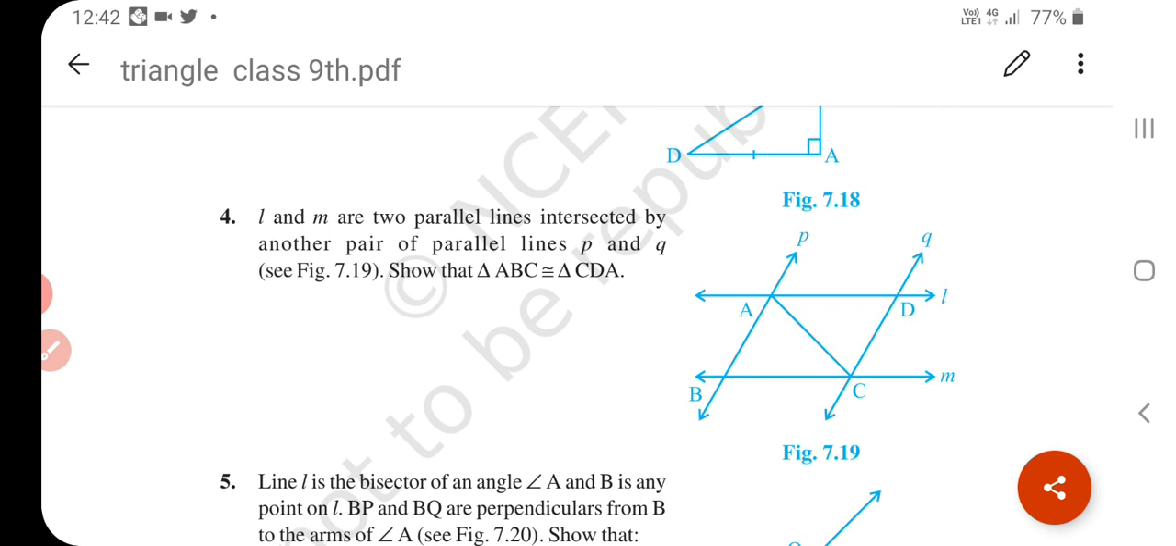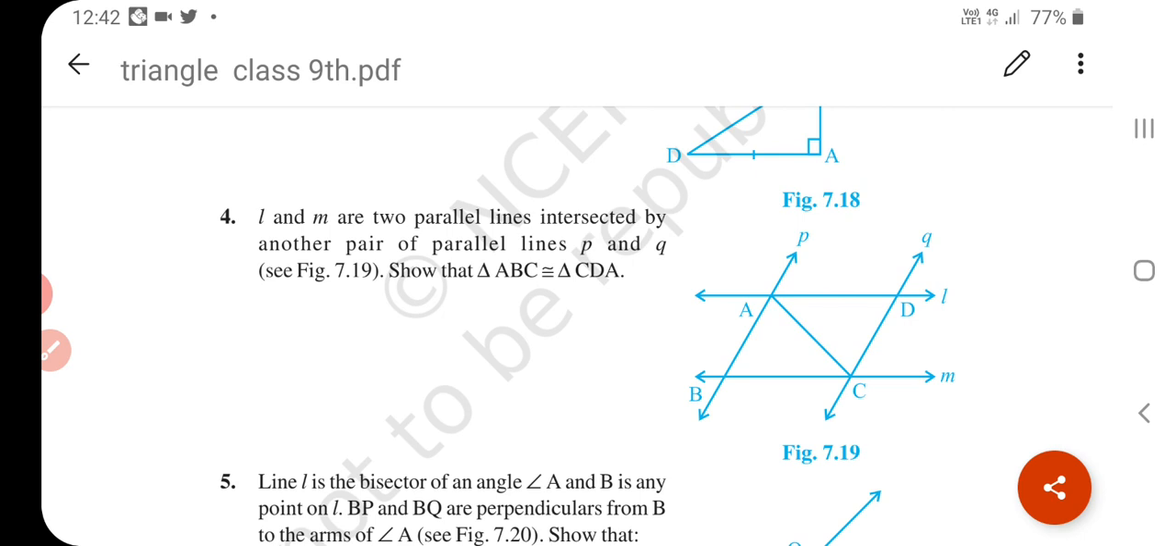Now it's given L is parallel to M, a line intersected by another pair of parallel lines P and Q. Now P and Q are also parallel. L, M, N are parallel and P and Q are also parallel lines. See the figure. Show that triangle ABC is congruent to triangle CDA. So you can see the figure.